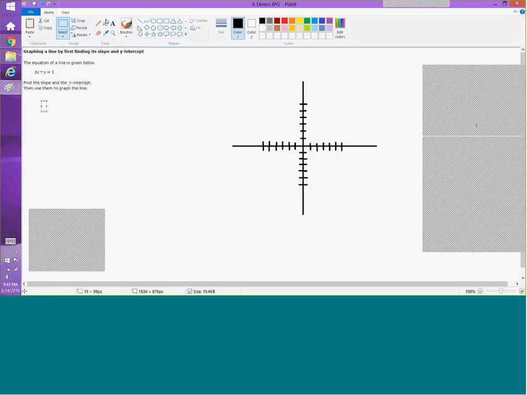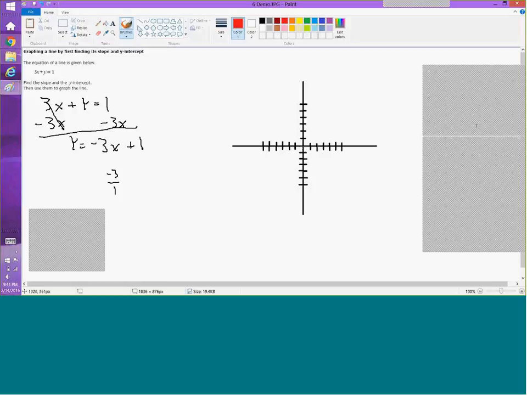So we have 3x plus y equals 1. Subtract 3x from both sides. That equals y equals negative 3x plus 1, because y is completely by itself. So our slope is negative 3, and we write that as negative 3 over 1. Our y-intercept is going to be this plus 1.